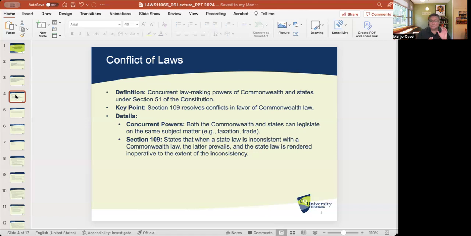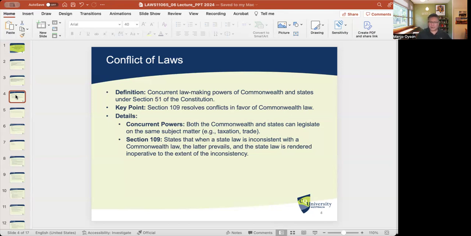In fact, practically all the heads of power over which the Commonwealth Parliament is able to pass a law is also a field or a head of power over which the state parliaments can also pass a law, except to the extent that it is clear that it is only for the Commonwealth Parliament. For example, the defense of the states, that's clearly a power that is exclusive to be wielded solely by the Commonwealth Parliament. Or, for example, the power to have naval forces, or the power to mint coins. So those are clearly exclusive powers that belong to the Commonwealth.